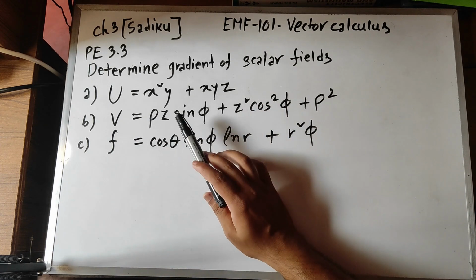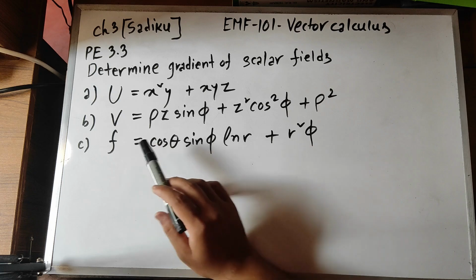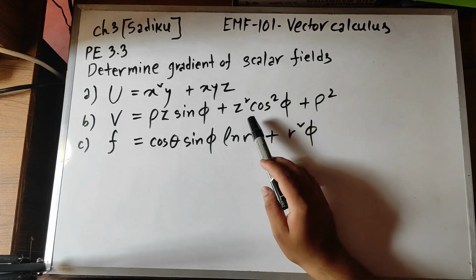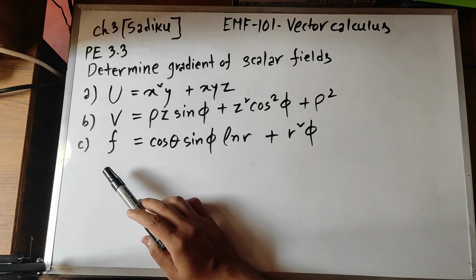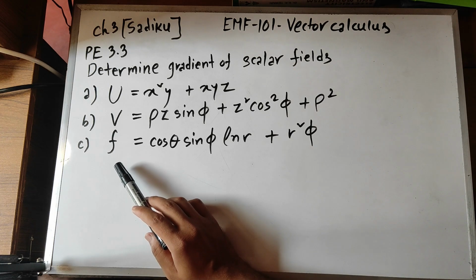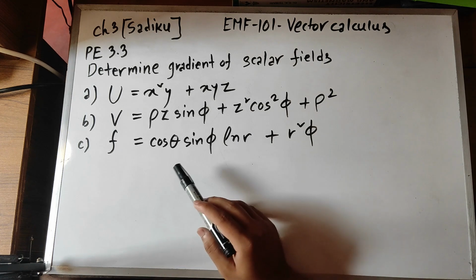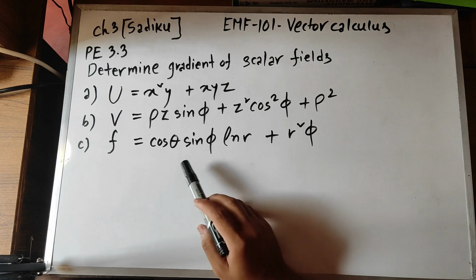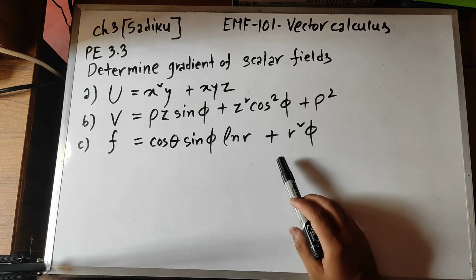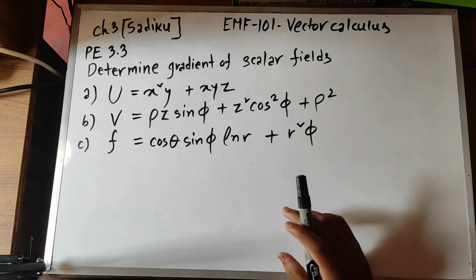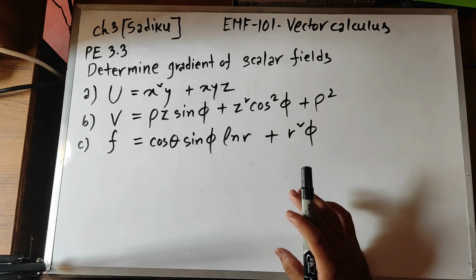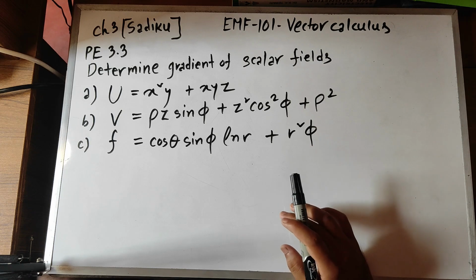U equals x square y plus xyz, V equals rho z sine phi plus z square cos square phi plus rho square, and C is a scalar field f, which is equal to cos theta sine phi ln r plus r square phi. Okay. So let us first define what a scalar field is, and what is a gradient.